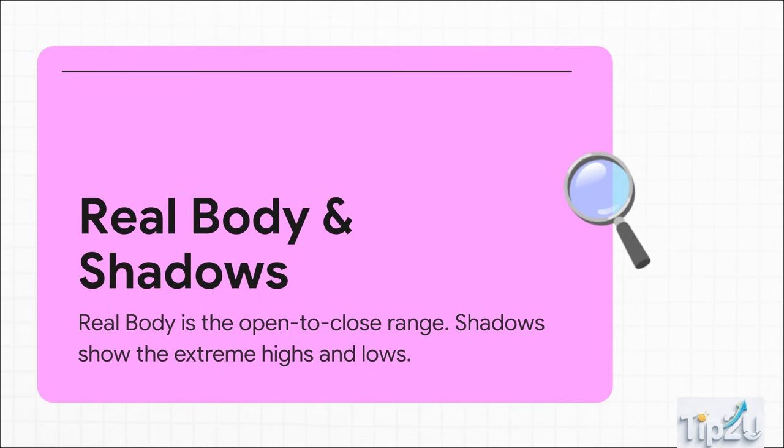Then you have those thin lines extending from the top and bottom. Those are the shadows, or wicks, and they show the absolute extremes of the fight, the highest and lowest prices reached during that session. So right away, the real body gives you this instant, undeniable visual insight into market control.